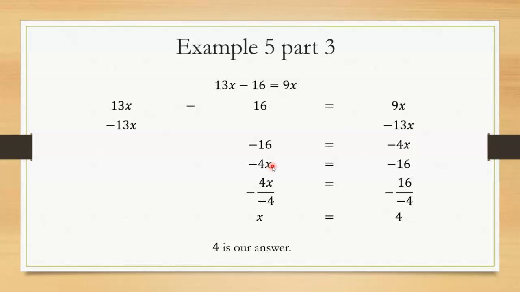Now, I personally like to have x on the left-hand side. So basically what I did here was I interchanged both sides. And that's something you can do. We get negative 4x equals negative 16. Okay, but we want x all alone. So we divide by negative 4. Doing so, what we get is negative 4x over negative 4 equals negative 16 over negative 4. And that's x equals 4. So 4 is our answer.